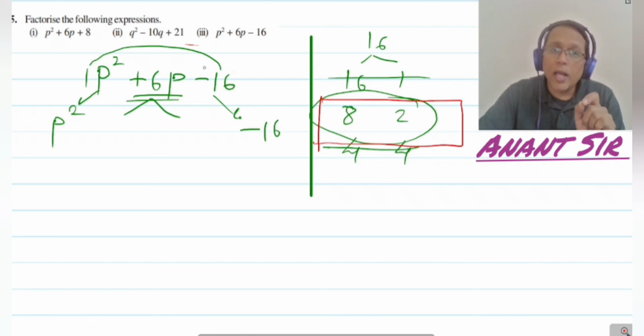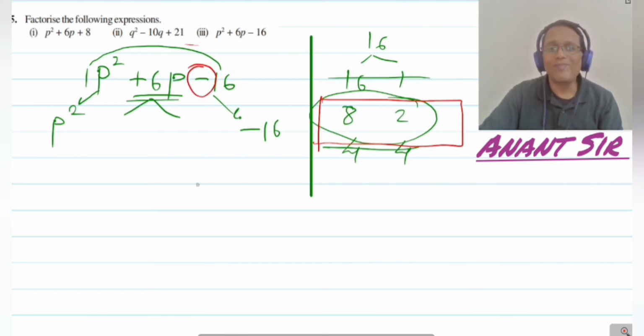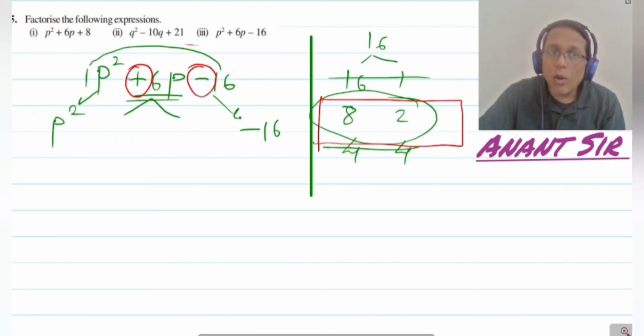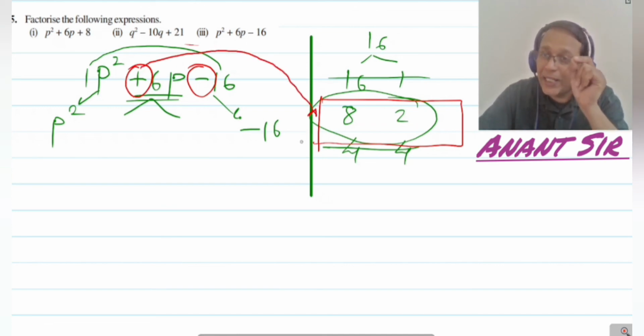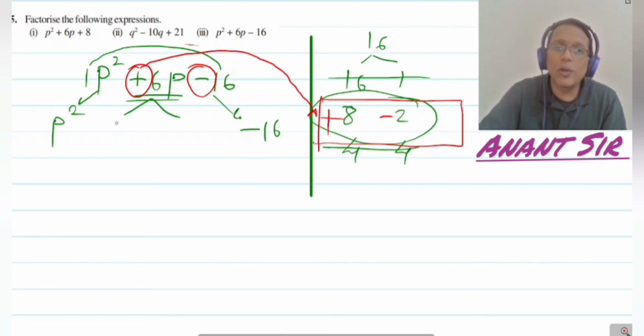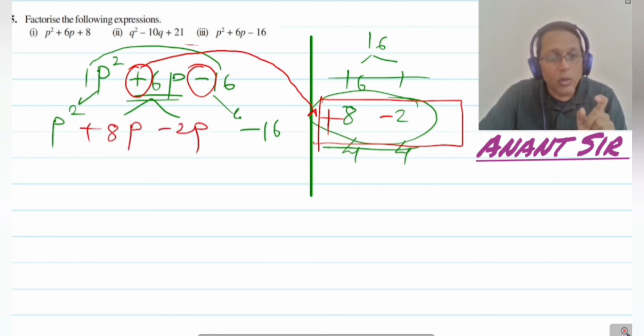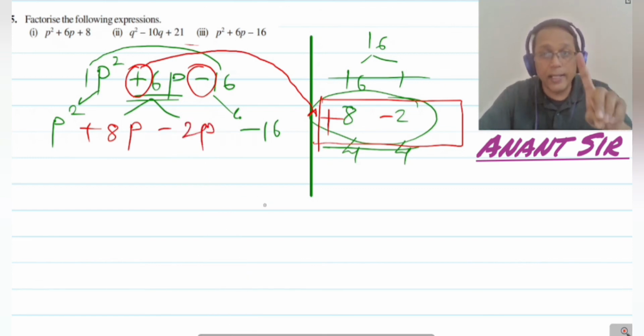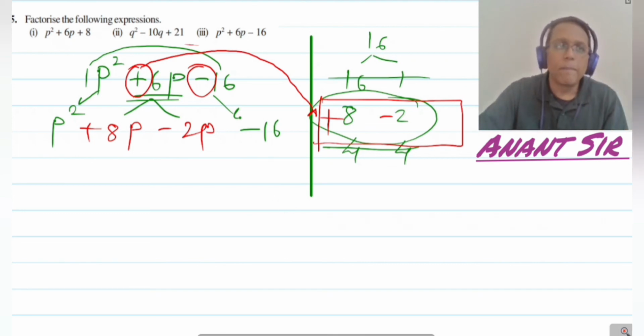Now if the last term is negative, give the sign of the middle term to the bigger number only, only the bigger number. So here the last term is negative, give the sign of the middle term to the bigger number only, so it will be plus 8p minus 2p. I have already told you, you can write 2p first if you want and 8p afterwards, but the signs are fixed now. 8 will be positive, 2 will be negative. Yes, so now the next part is simple.